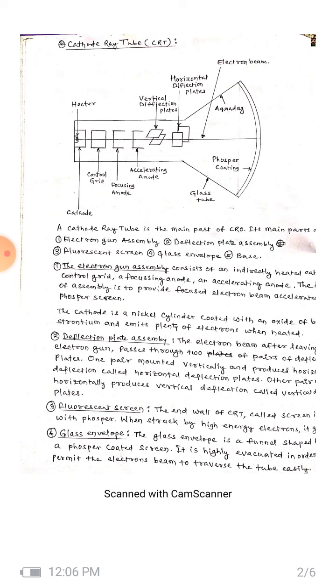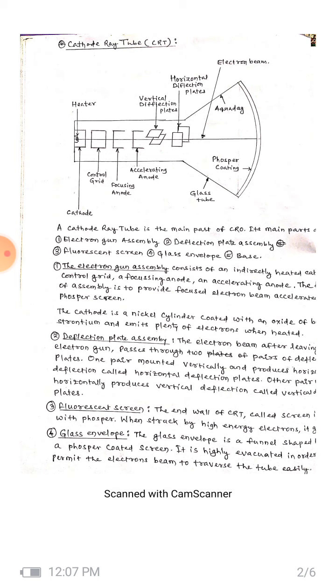So next one is deflection plate assembly. The electron beam, after leaving the electron gun, passes through two pairs of deflection plates. One pair is mounted vertically and produces horizontal deflection, called horizontal deflection plates, and the other pair is mounted horizontally, which produces vertical deflection, which is called vertical deflection plates.